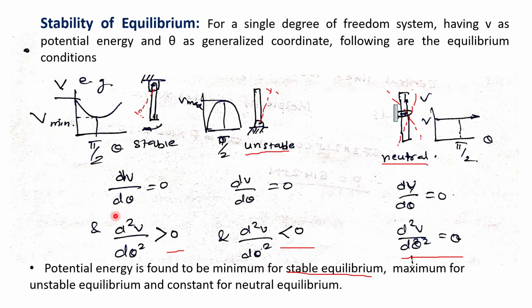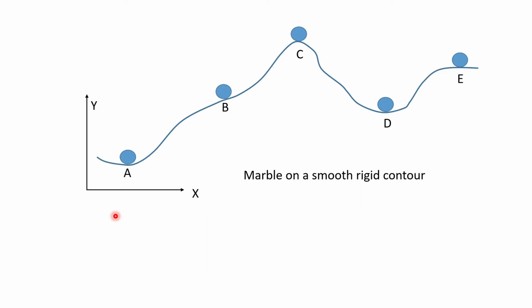Let us try to understand this concept of equilibrium, dear students, by using a simple marble on a smooth rigid contour. On that contour, at different positions, we are considering the marble. You can see here at positions A and D, if we give a motion to the marble, it may acquire a position here, or here, in between. But after swinging, it will come back to the condition at point D, and at point A it will come to the stable condition.